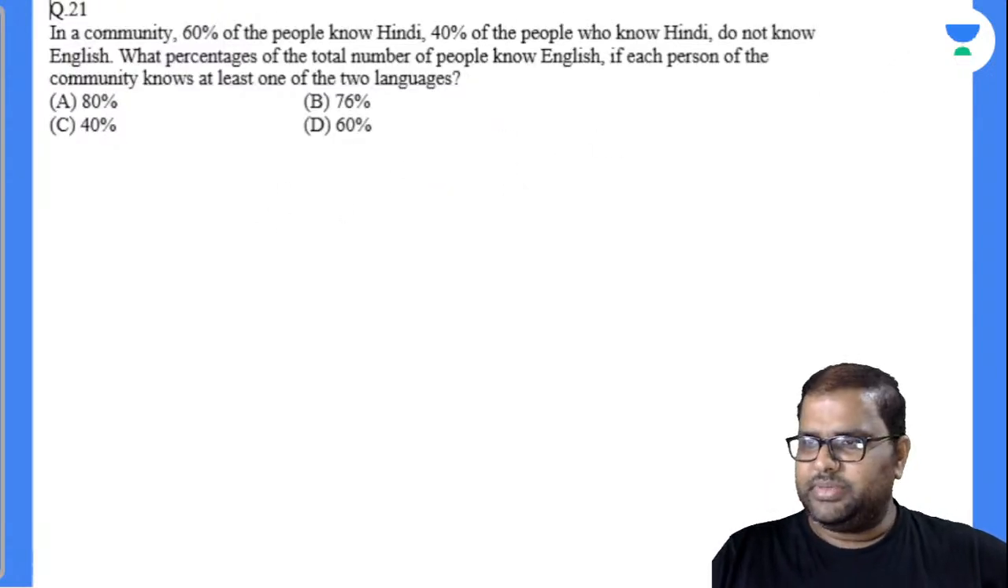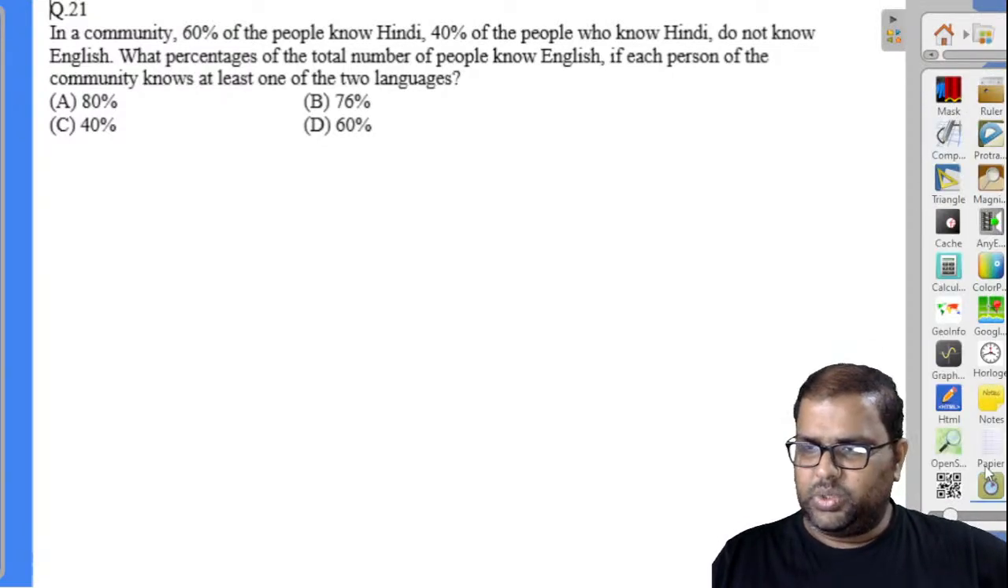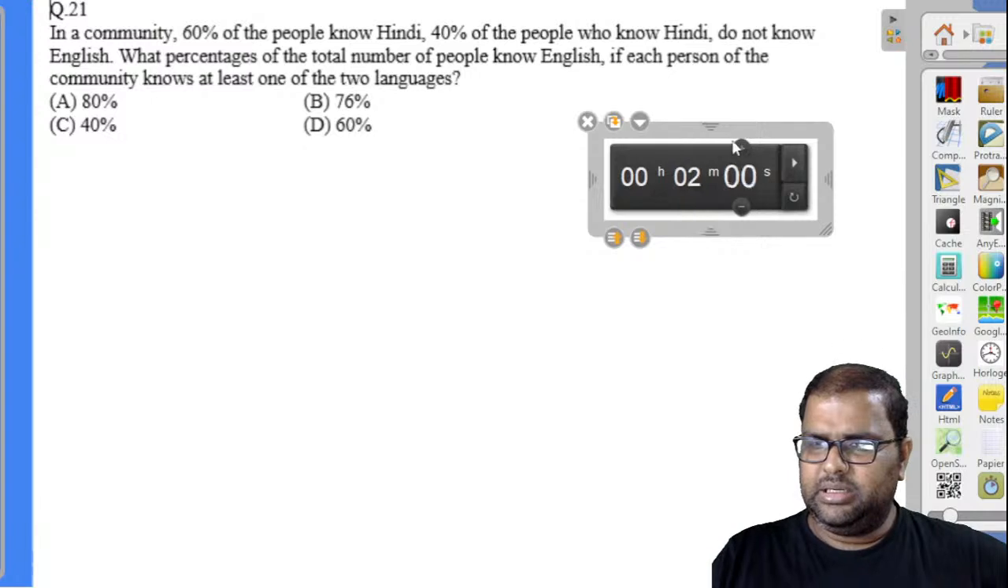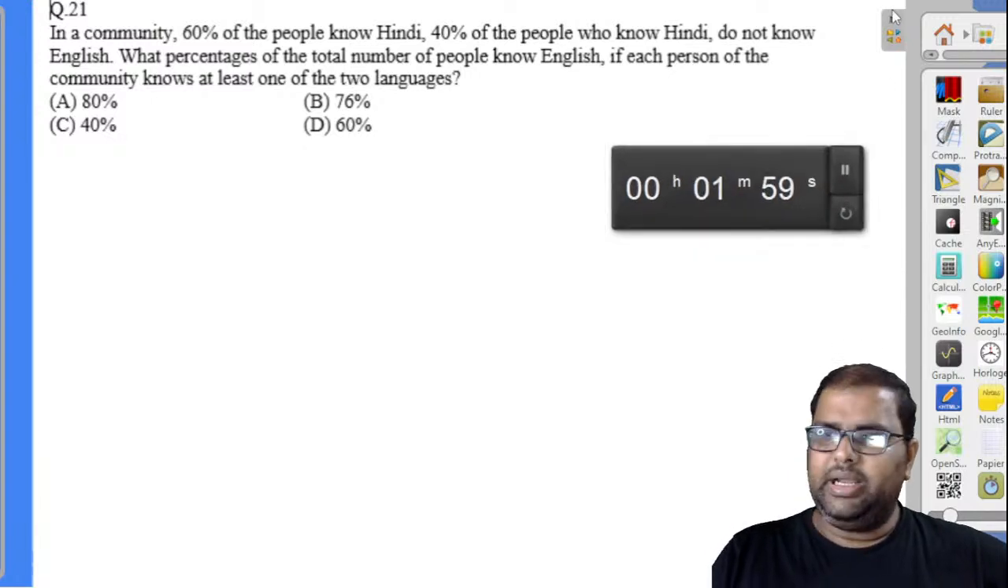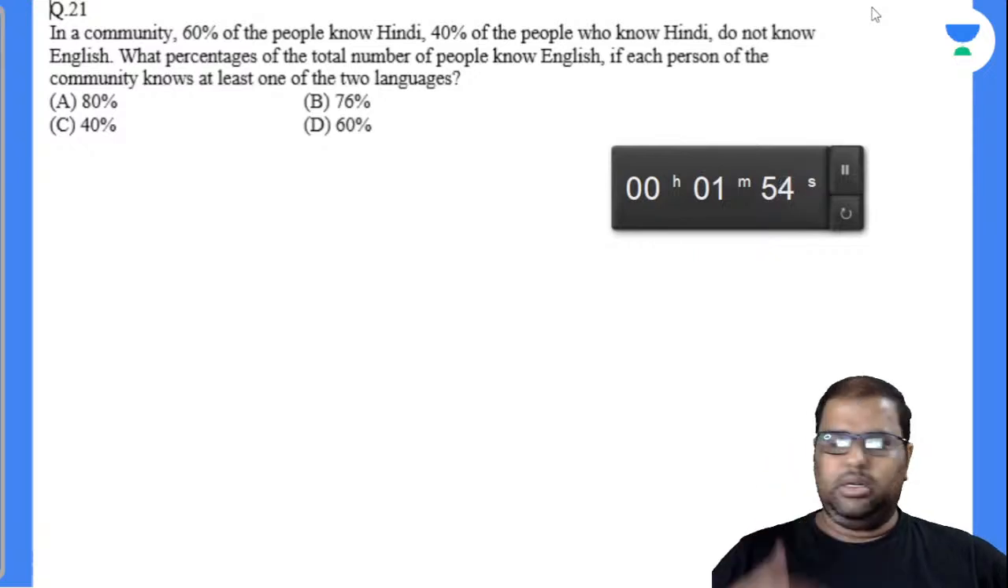Yes, this is the question which was asked in the GATE examination. It was asked in many examinations, not only GATE: 2019 GATE, 2017 GATE, and also in many other examinations. Even in CAT, it was asked once. Try this.